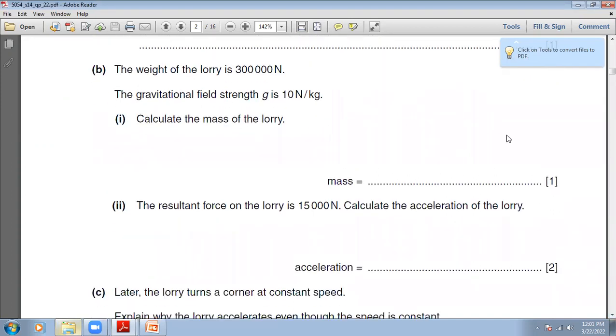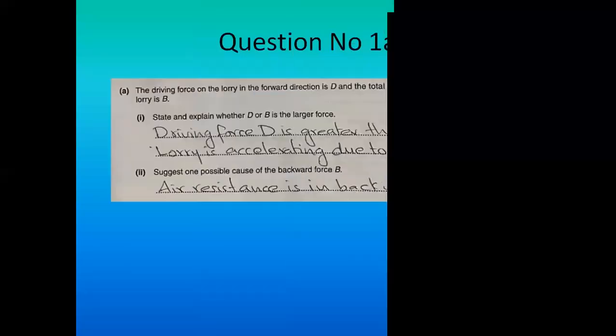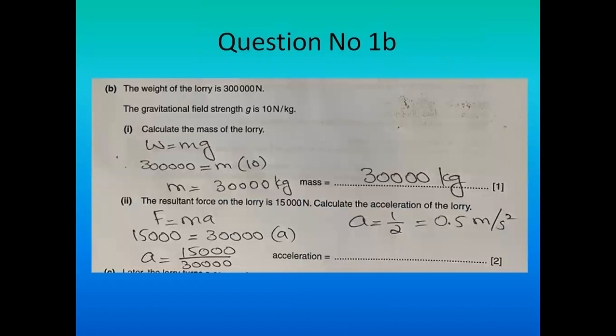He says, the weight of the lorry is 300,000 Newton. The gravitational field strength g is 10 Newton per kg. Calculate the mass of the lorry. We know the weight, we know the g value, so we can calculate the mass. W equals mg, so mass equals W divided by g. We know the weight, 300,000, and g, 10 Newton per kg. Making m the subject, that will be 300,000 divided by 10. So your answer will be 30,000 kg. The mass of the lorry is 30,000 kg.